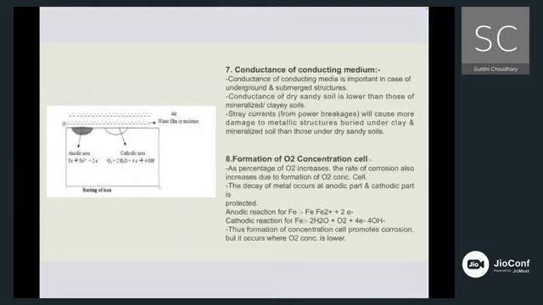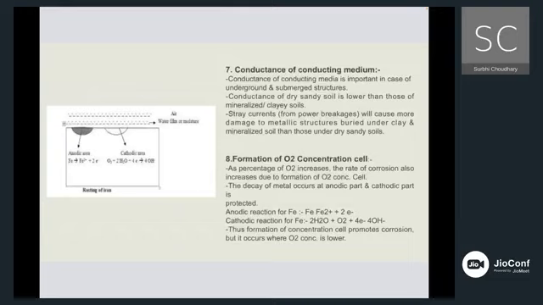Corrosion takes place, and the rate of corrosion depends upon the difference in the oxygen concentration over the metallic surface. As the percentage of oxygen increases, the rate of corrosion also increases due to the formation of the oxygen concentration cell. The decay of metal occurs at the anodic part only, and the cathodic part is protected. This is the difference, because oxidation only takes place at the anode and reduction takes place at the cathode. So where oxidation takes place, there metal oxides are formed and the metal is degraded.